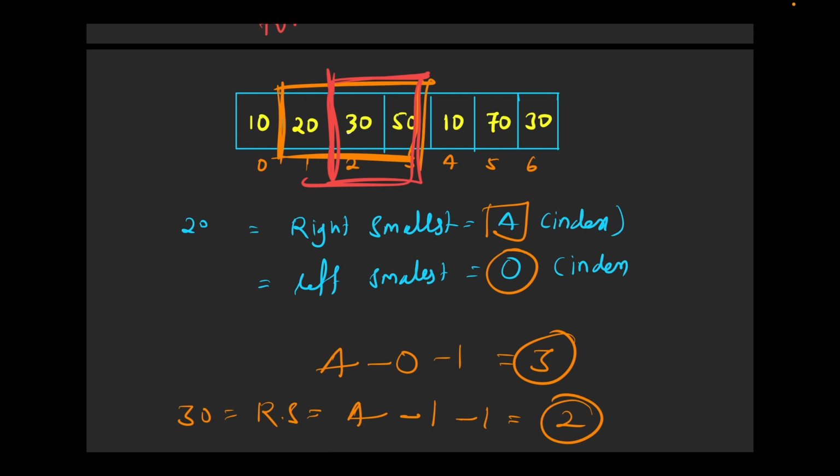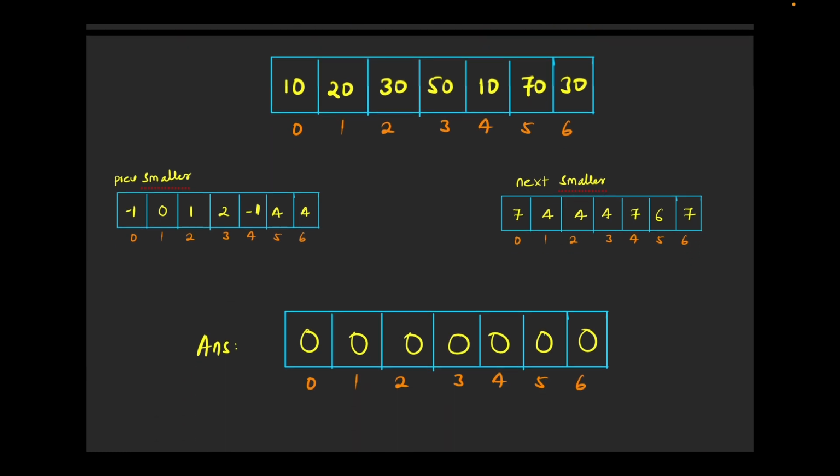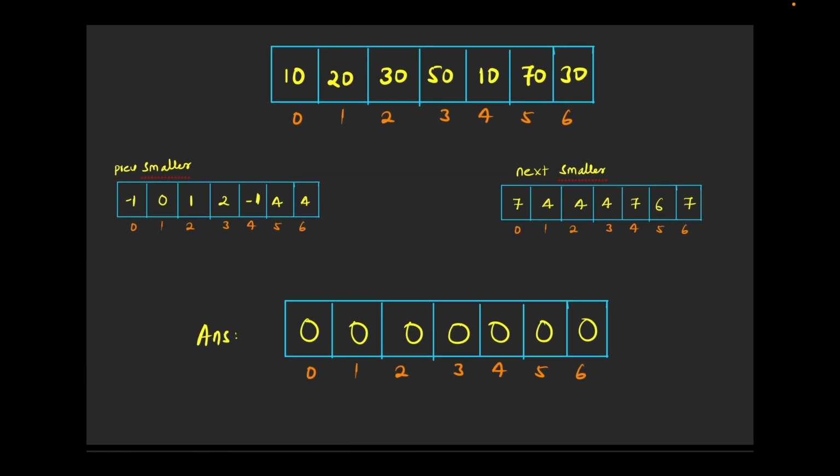Okay, so from the left smallest and the right smallest, we came to know how we can identify, for any particular element, the window size for which it is smallest. What I basically did here is that for every single element I have figured out the previous smaller element and the next smaller element.